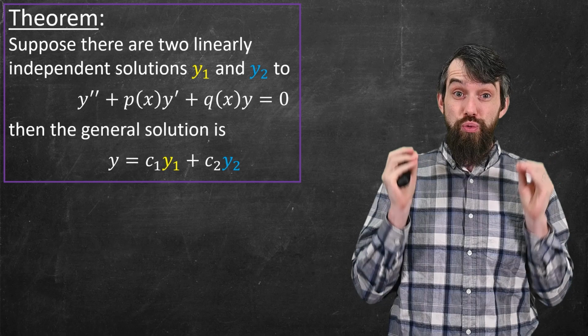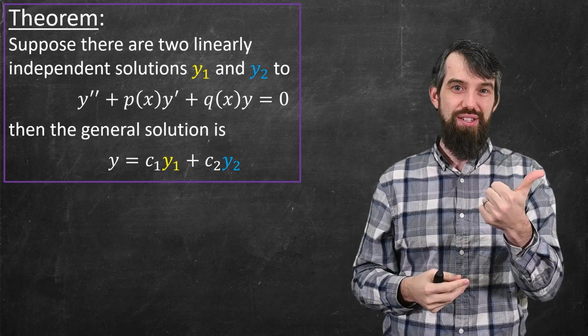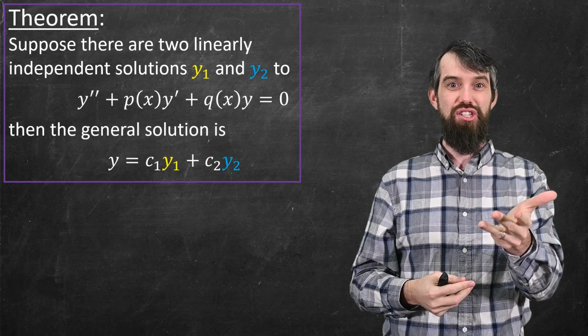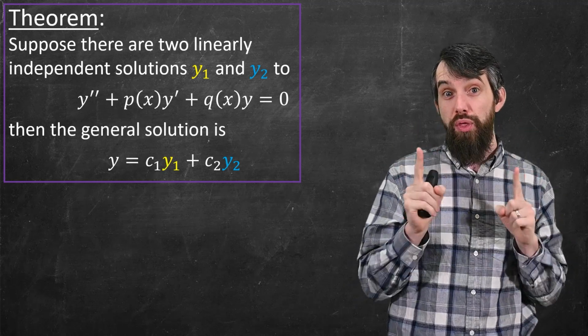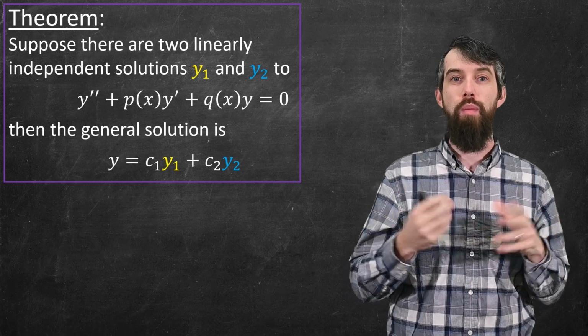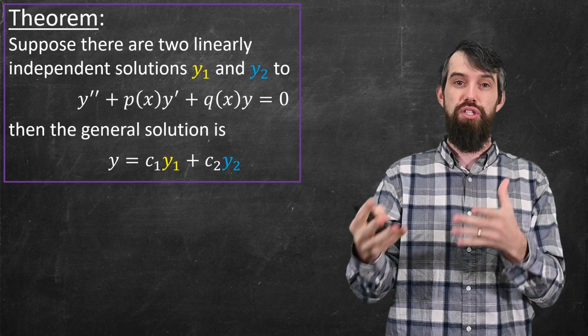And so this solves a crucial sort of halting problem in differential equations. You could find one solution, then another solution, then another solution, then another solution. When are you supposed to stop? Well, this tells you. If you found 2 that are linearly independent, you've found them all. Every other one can be written in terms of the linear combination of those 2 different solutions.